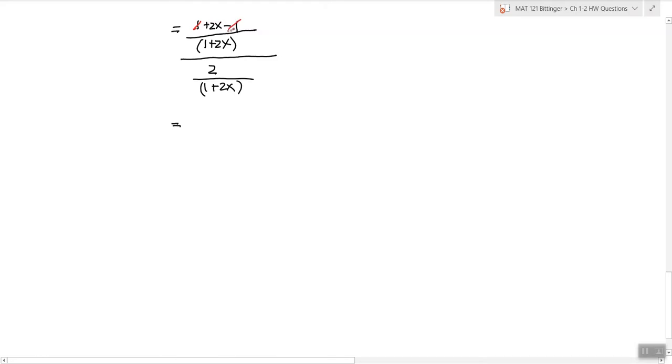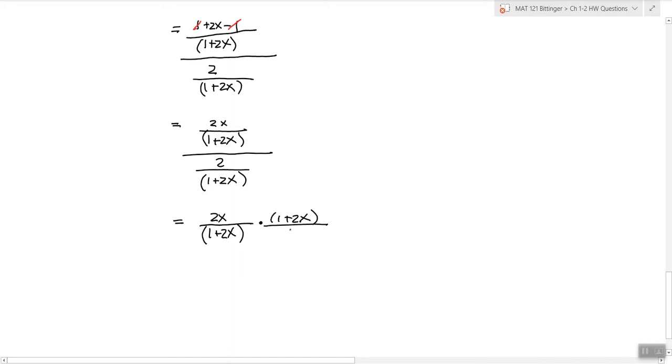Positive 1 minus 1 is going to give me 0. So the top of the complex fraction will be 2x, all divided by the quantity 1 plus 2x. And the bottom of the complex fraction will be 2, all divided by the quantity 1 plus 2x. Now remember, when I have a complex fraction, I'm going to multiply by the reciprocal. So I have 2x all over 1 plus 2x, that's my numerator of the complex fraction, multiplied by the reciprocal, so that's multiplied by 1 plus 2x all divided by 2.